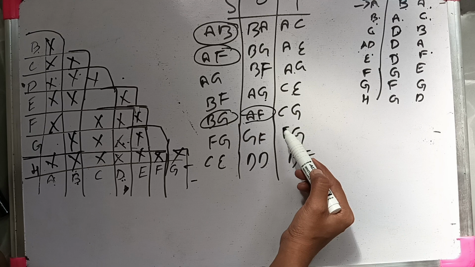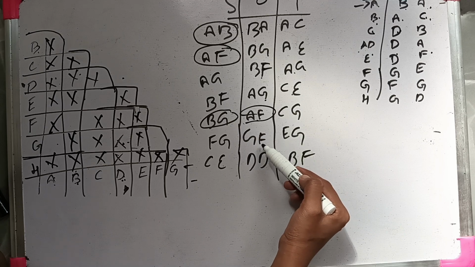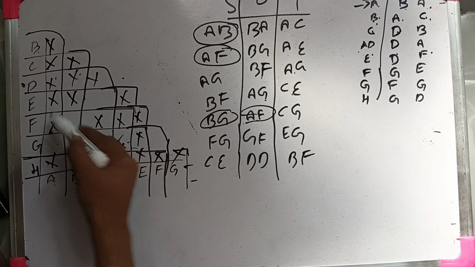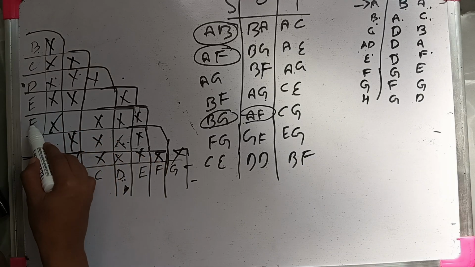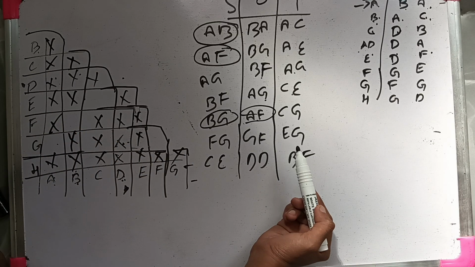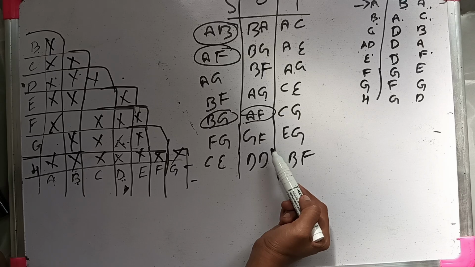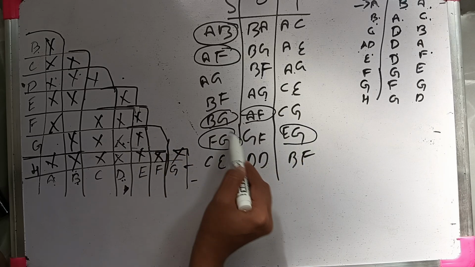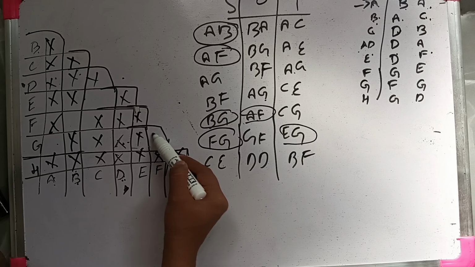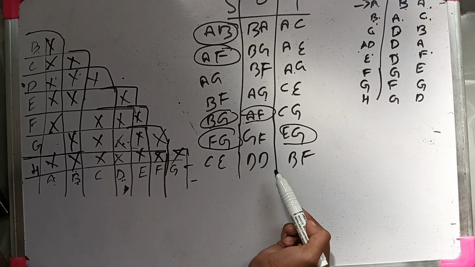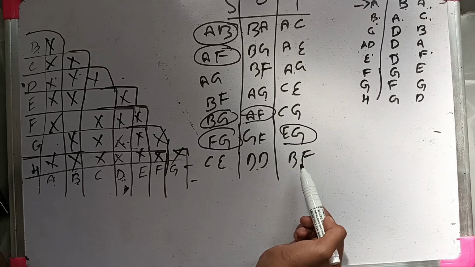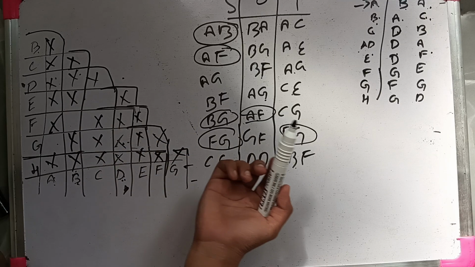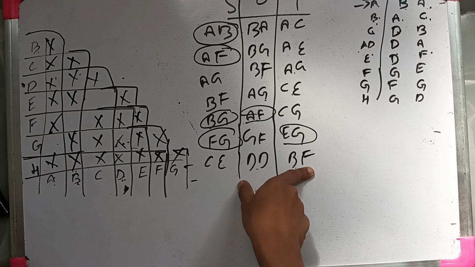Next, G and F, so here F is here. What about E and G? E and G is marked, so make a mark on F and G also, okay. Next DD is no state and BF is also. What about B and F? It is unmarked, okay.